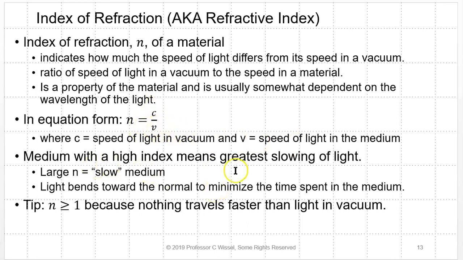A medium with a high index means the light slows down. So large n is a slow medium, and light will bend toward the normal to minimize the time it spends in that medium. Now, n is greater than or equal to 1 because nothing travels faster than light in vacuum. You want to remember this. If I give you a trick question where you calculate it and n is less than 1, the answer to that is, you can't have that.